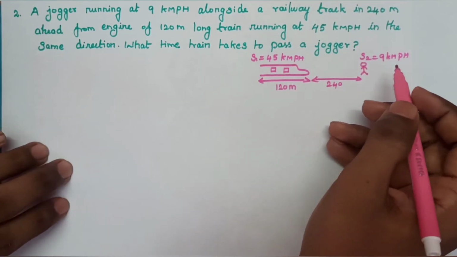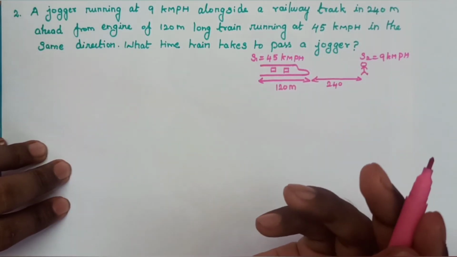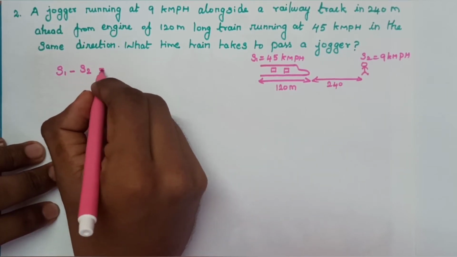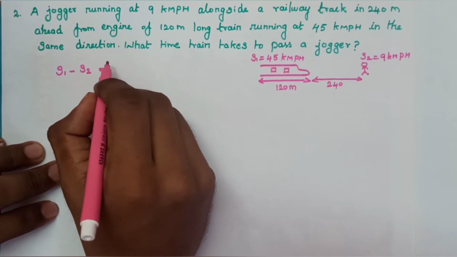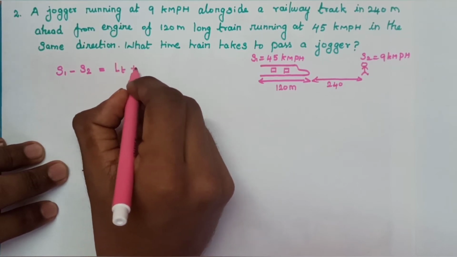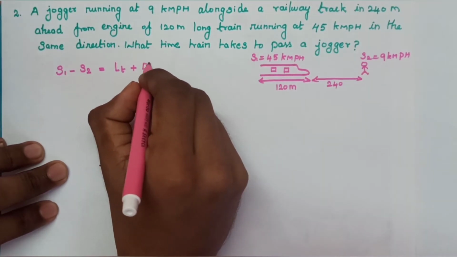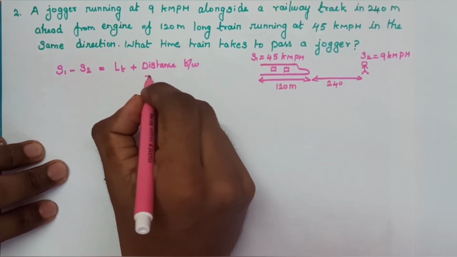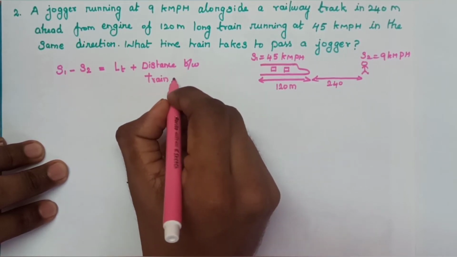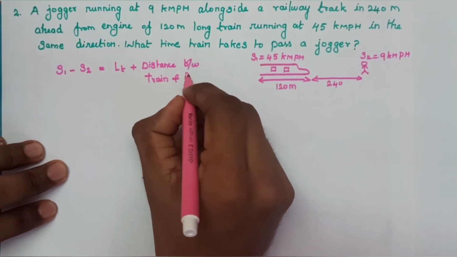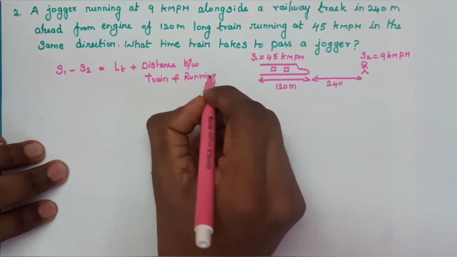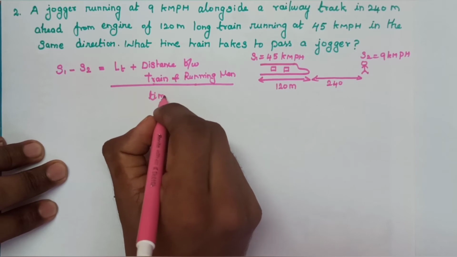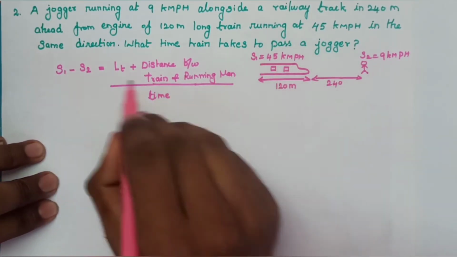Just keep in mind, what is the formula if both the objects are in the same direction? You have to subtract speed 2 from speed 1, that is equal to distance, that means the length of the train plus the distance in between the train's engine and the running man, divided by what? Time, right. Just apply all these things into the formula.